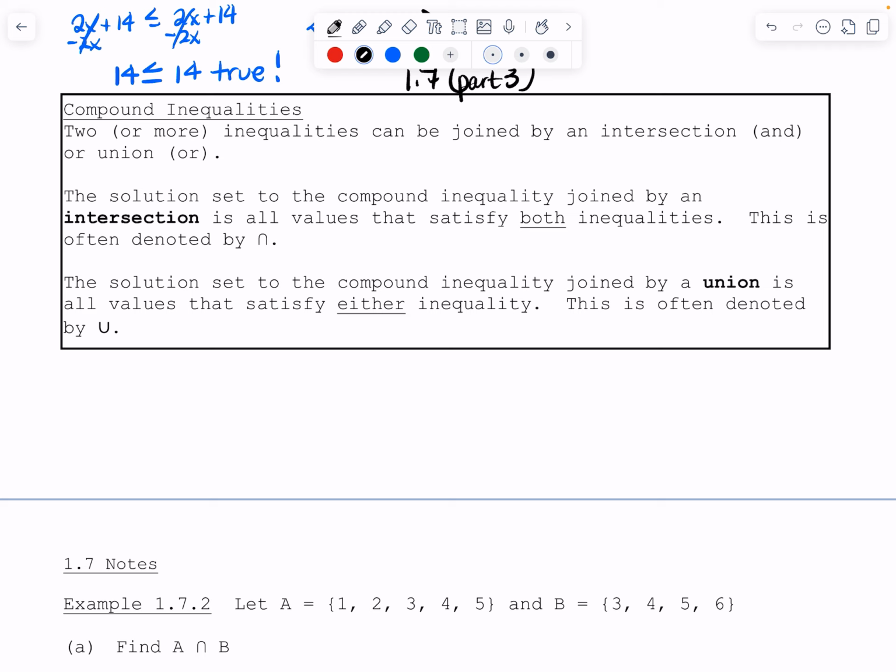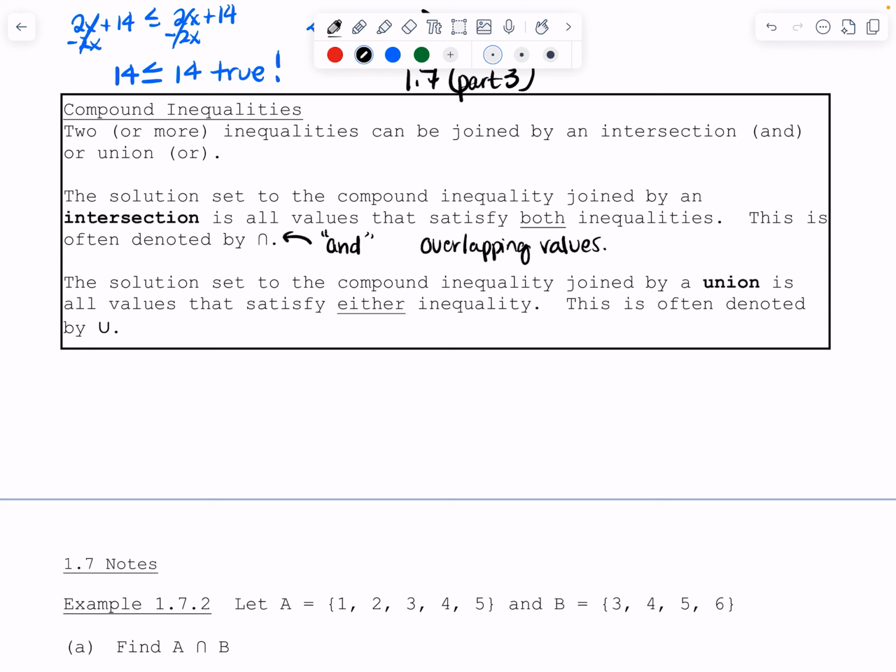The solution set to the compound inequalities joined by an intersection is all values that satisfy both inequalities. This is often denoted by what looks like an upside down U. Okay, so this U is read as an "and" when you talk about set theory. So we're talking about intersection. When we do intersection and we draw graphs, we're going to look at overlapping values, right? Basically, what values are in both inequalities. So you'll see them overlapping. You'll see what I mean in a little bit.